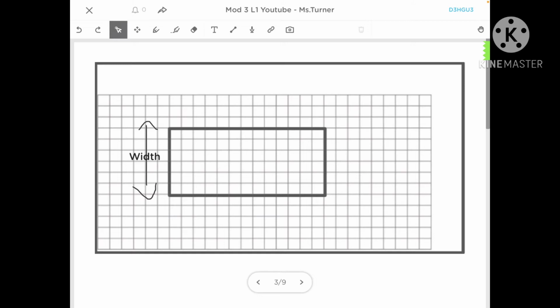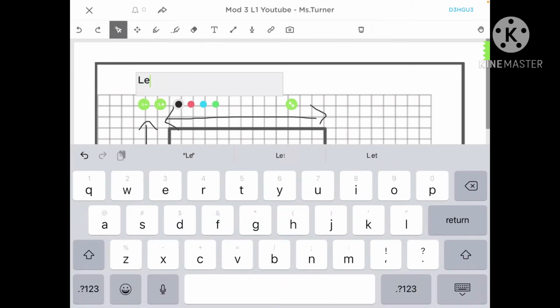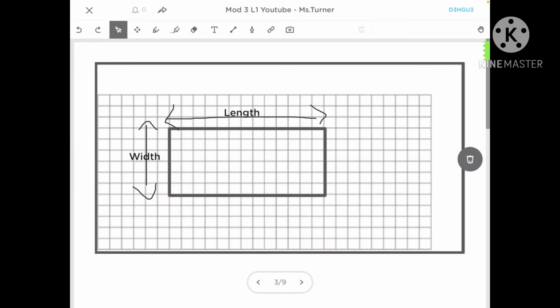Whereas this part of our rectangle measures the length. It's called the length because it's super, super long. It measures how long our rectangle actually is. So when we say length and width, these are what we're talking about. We're talking about how long the object is and how wide the object is.